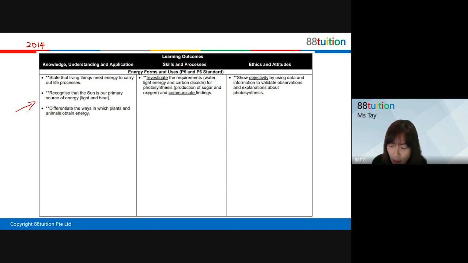So what are the learning outcomes? You must be able to state living things need energy to carry out life processes. What are some examples of life processes, children? No responses. Come on. What are some examples of the life processes? Processes that must take place for us to stay alive.